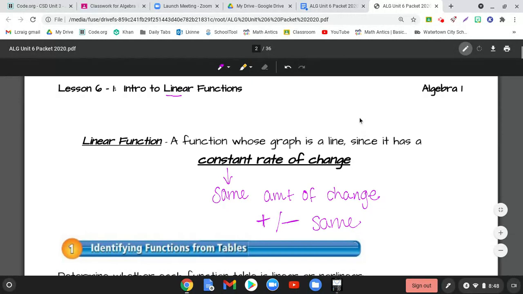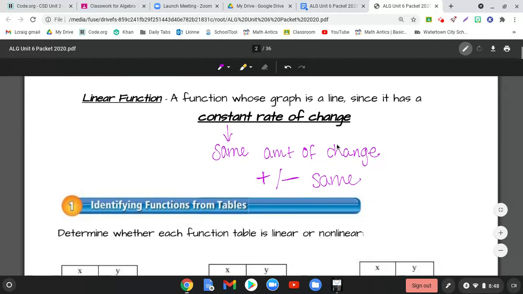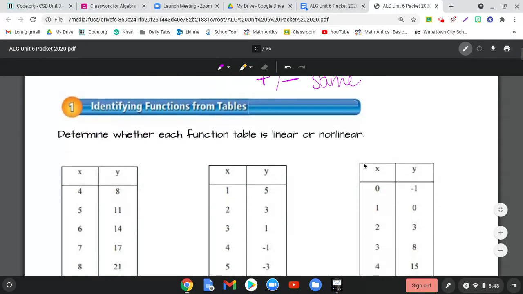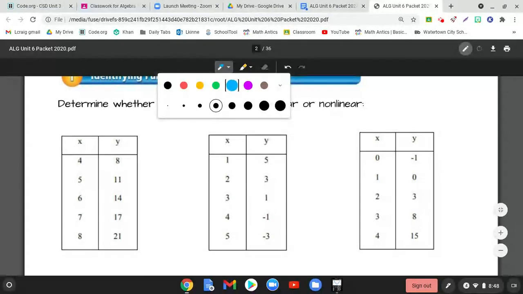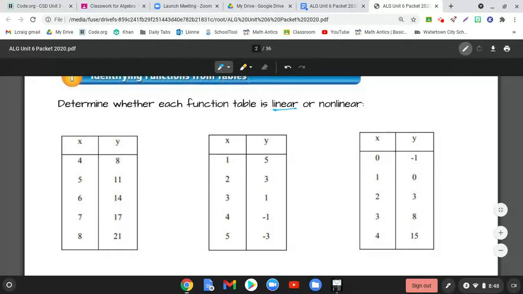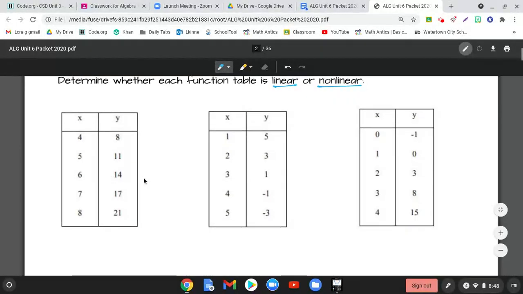So today I just want to focus on figuring out if something is a function by looking at a table, a graph, and an equation. So let's start with a table. We want to decide whether these are linear or nonlinear. So it's either a line or it's not. And you might say, well, I can't tell, I can't look at the picture. But what you want to look at is how much your x and y's are changing.